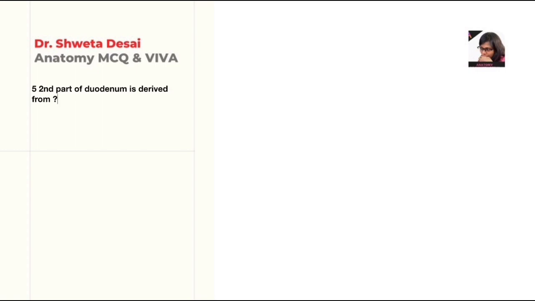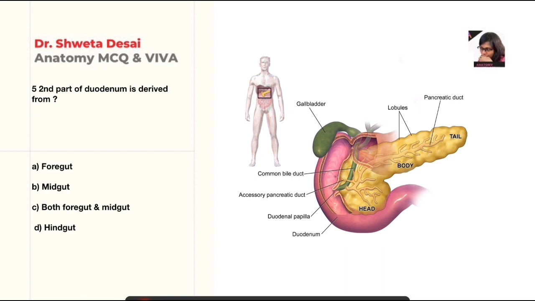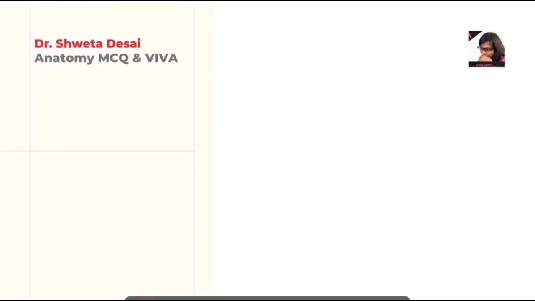Next question, question number 5. Second part of duodenum is derived from. Options are A, foregut, B, midgut, C, both foregut and midgut and D, hindgut. So in this diagram you can see this one is the duodenum and this is the opening of bile duct into the second part of duodenum. So the part proximal to this opening develops from the foregut and the part distal to it develops from the midgut. So here the correct answer is both foregut and midgut.